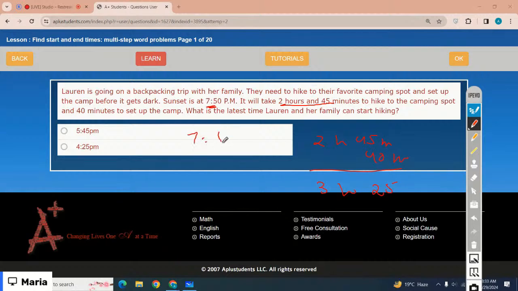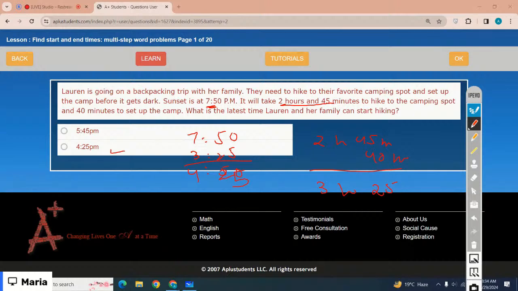So the sunset is at 7:50. Subtract 3 hours and 25 minutes. 50 minus 25 and 7 minus 3 is 4. That means they must start hiking at 4:25, right? The correct option is option number 2. They must start hiking at 4:25 so that they can reach by the sunset there, right?